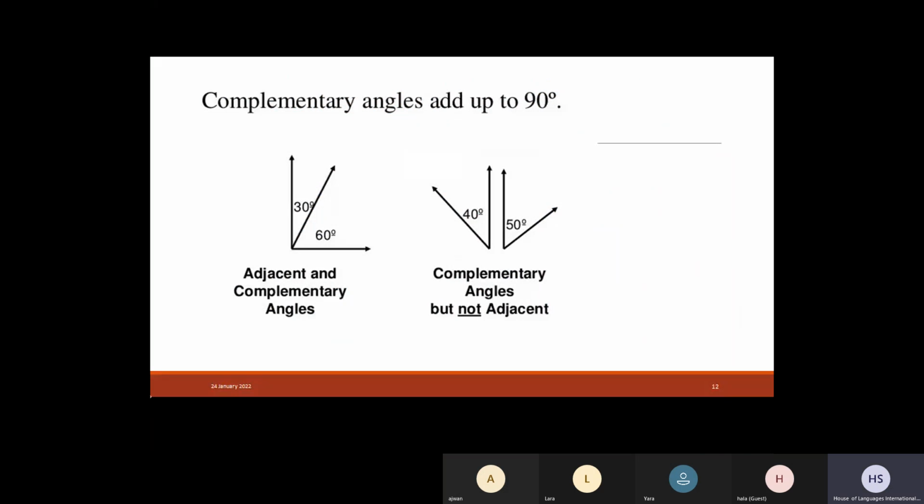Now, here complementary angles add up to 90. Here you have two things. They are different. Now look at these two angles. Look at angle 30 and angle 60. Are they complementary? Yes, because their summation is 90. Are they adjacent? Do they have a common line? Yes, so they are adjacent. But look at the second case. Are they complementary? If you add them, you get 90. Yes, but are they adjacent? Do they have a common line? No. So you will say that they are not adjacent. Did you now get what we mean by adjacent?